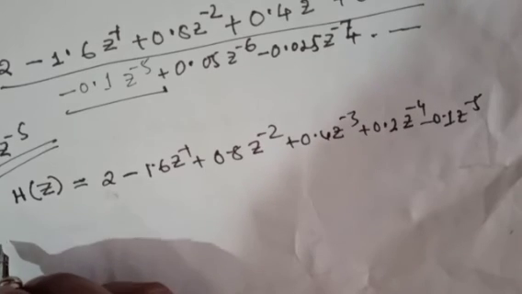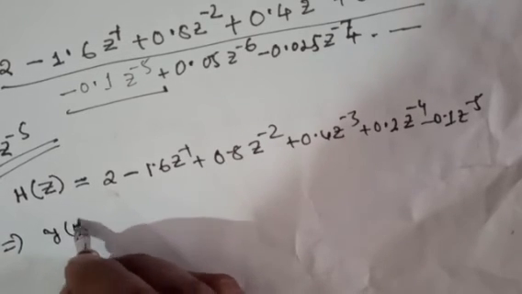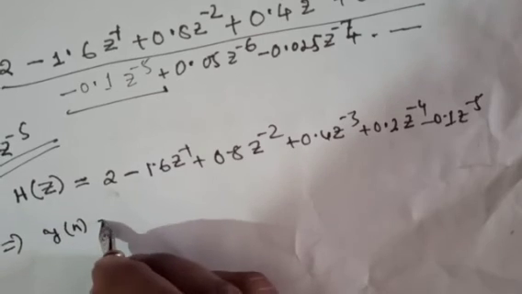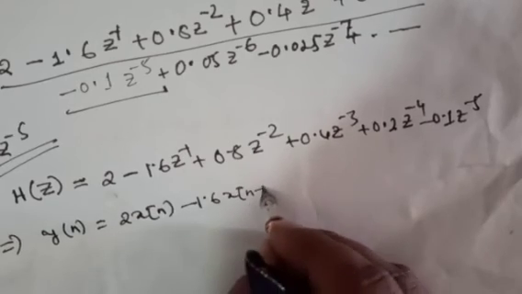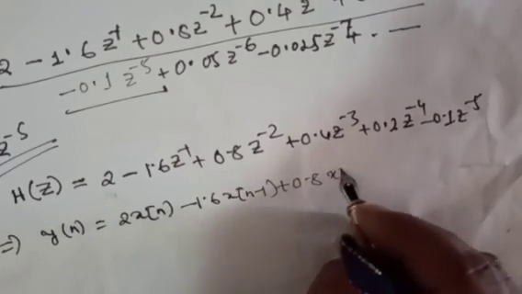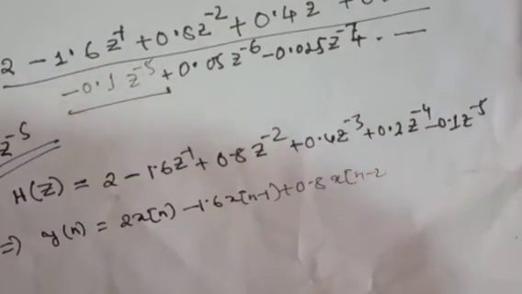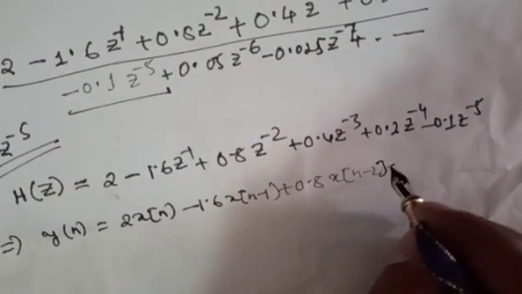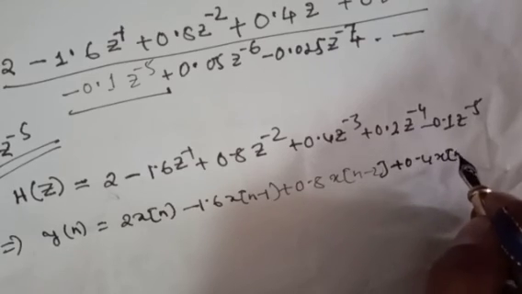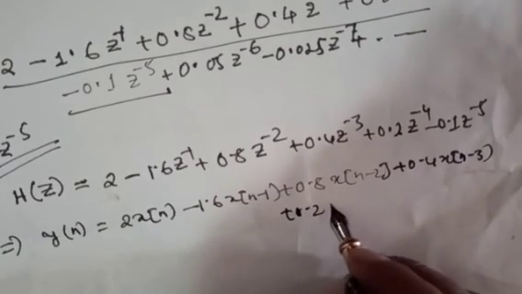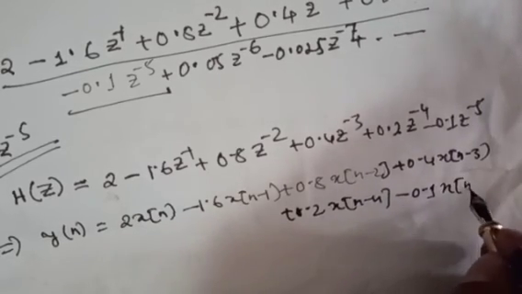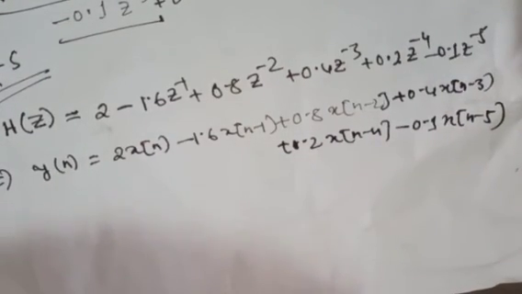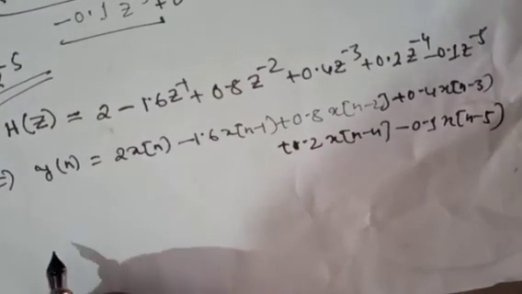Now if you take the inverse z transform, that means the difference equation. So y(n), because it is Y(z) by X(z), will be twice x(n) minus 1.6 x(n − 1) plus 0.8 x(n − 2), and then 0.4 x(n − 3) plus 0.2 x(n − 4) and minus 0.1 x(n − 5). Okay, then you just realize it like a tapped delay line filter. So this also becomes a tapped delay line filter.